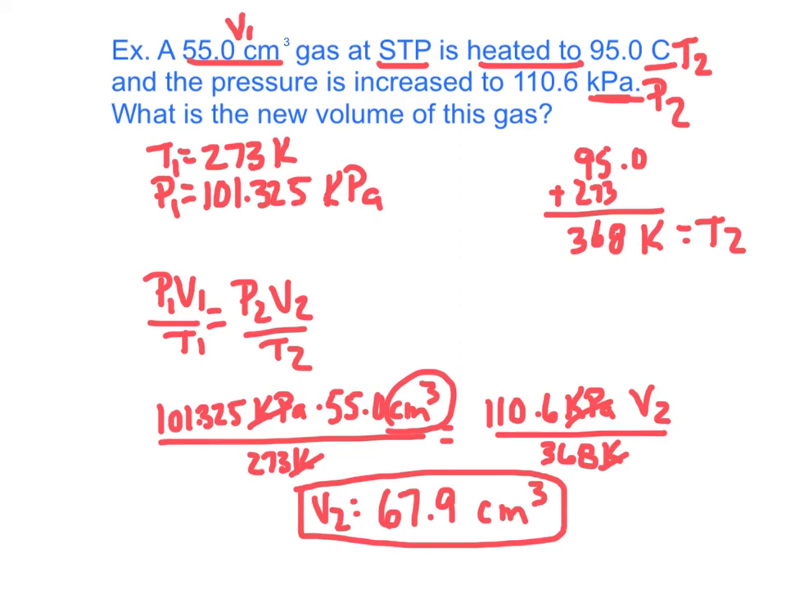If you have no idea how to do that, this is what I did. 101.325 times 55 times 368 divided by 273 divided by 110.6. So you should be doing these, by the way, in your notes. You should be practicing these. These are ones that I'm showing you so that you can understand how to do them.